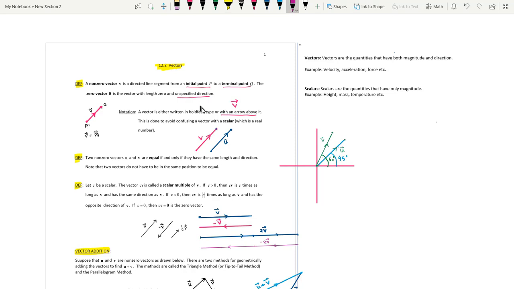And we normally write a vector in boldface type or give an arrow above it. So if v is a vector, then we write v, then give an arrow above it.